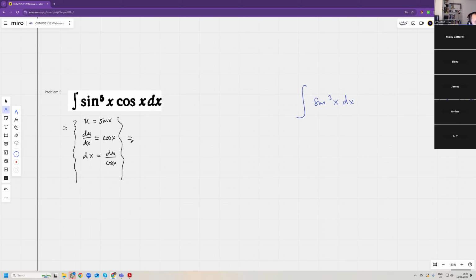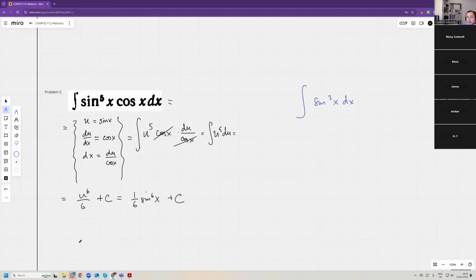When I do that, I get the integral of u to the power 5 cos x multiplied by du over cos x. You can see that cos x disappears, and I get the integral of u to the power 5 du, which is u to the power 6 over 6 plus c, which is 1/6 sine to the power 6 x plus c.